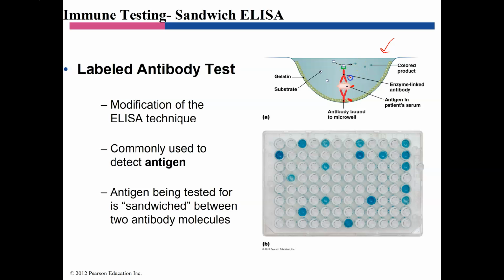This time, however, it's also directed to the antigen, and it has the enzyme linked to it. So now you have this sandwich of antibodies with the antigen in the center. Finally, you add the substrate, and it goes from colorless to colored. Colored wells indicate that the antigen was present. In sum, the sandwich ELISA is used to detect antigen in solution, where a typical classic ELISA is used to detect antibodies to a specific antigen.